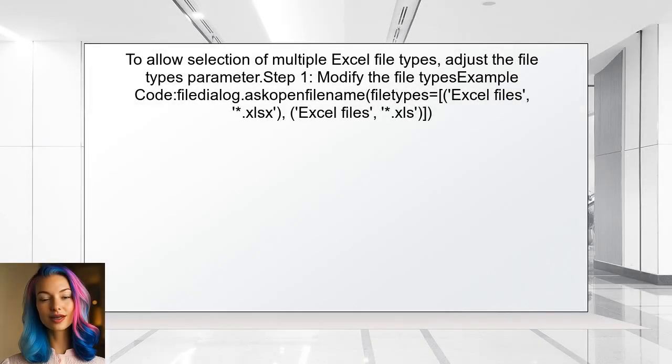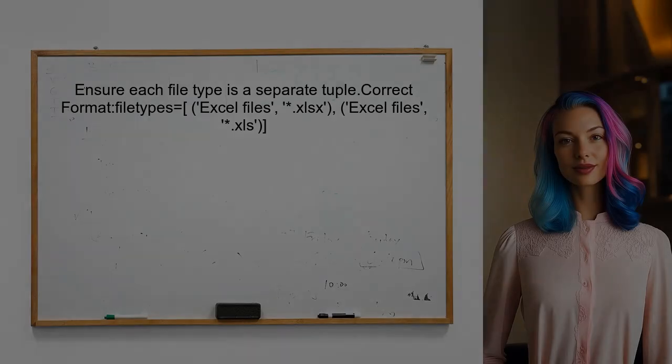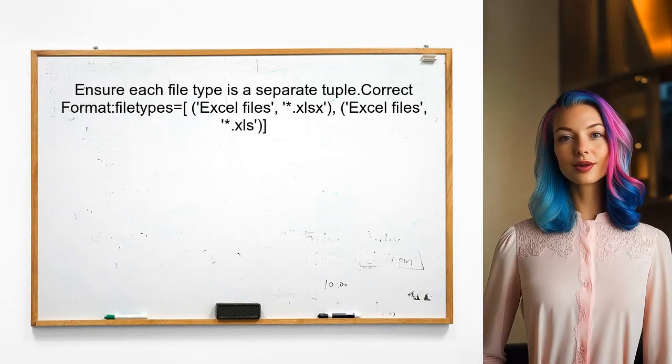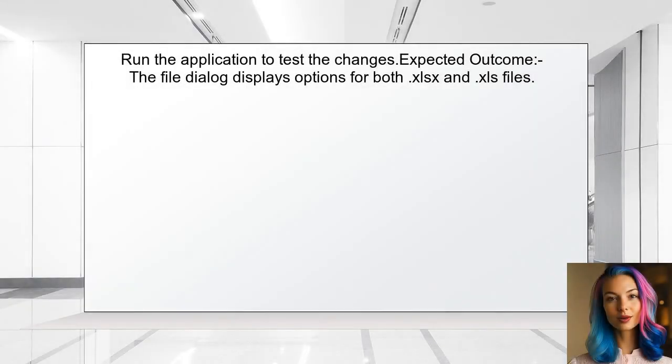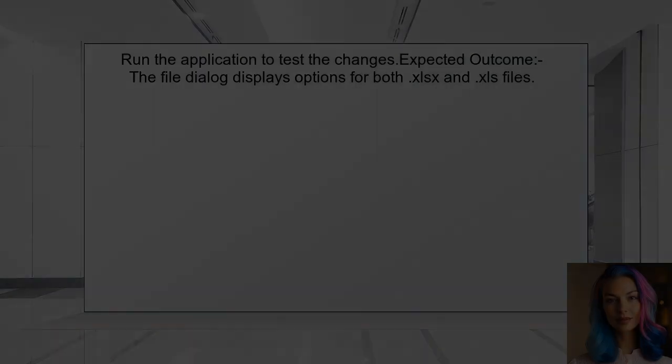To allow the user to select either Excel file types, we need to adjust the file types parameter in the askopenfilename function. The user should specify the file types as a list of tuples. Next, the user should ensure that each file type is defined as a separate tuple within the list. This is crucial for the file dialog to recognize both formats correctly. After making these changes, the user can run the application. The file dialog should now display options for both XLSX and XLS files, allowing for a seamless selection process.